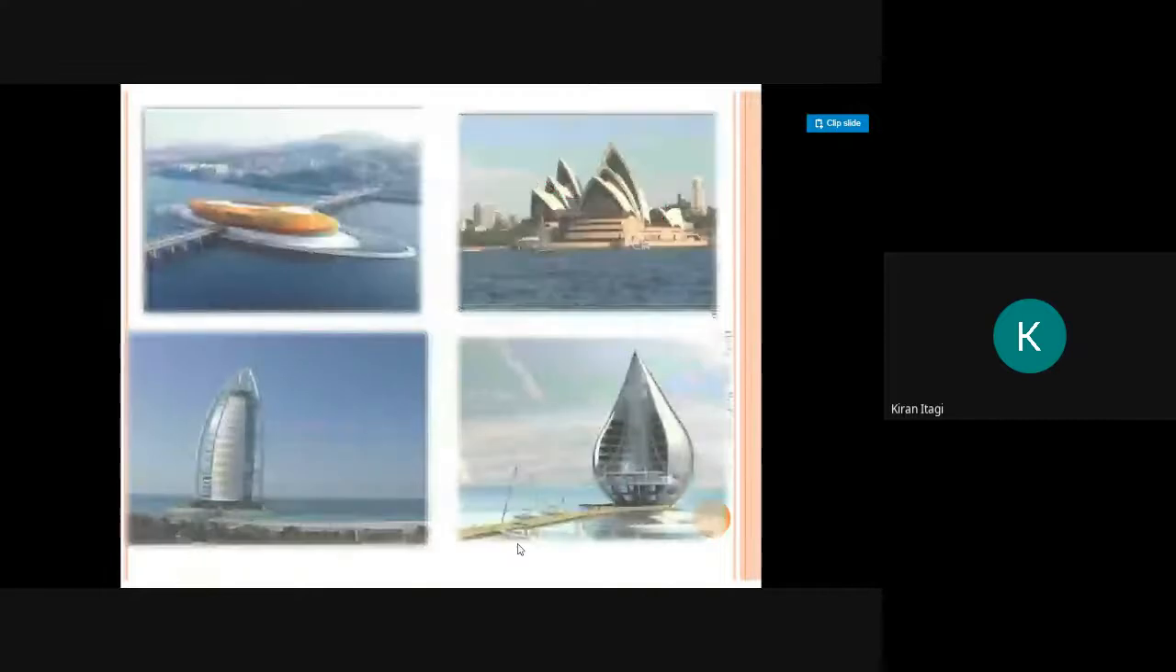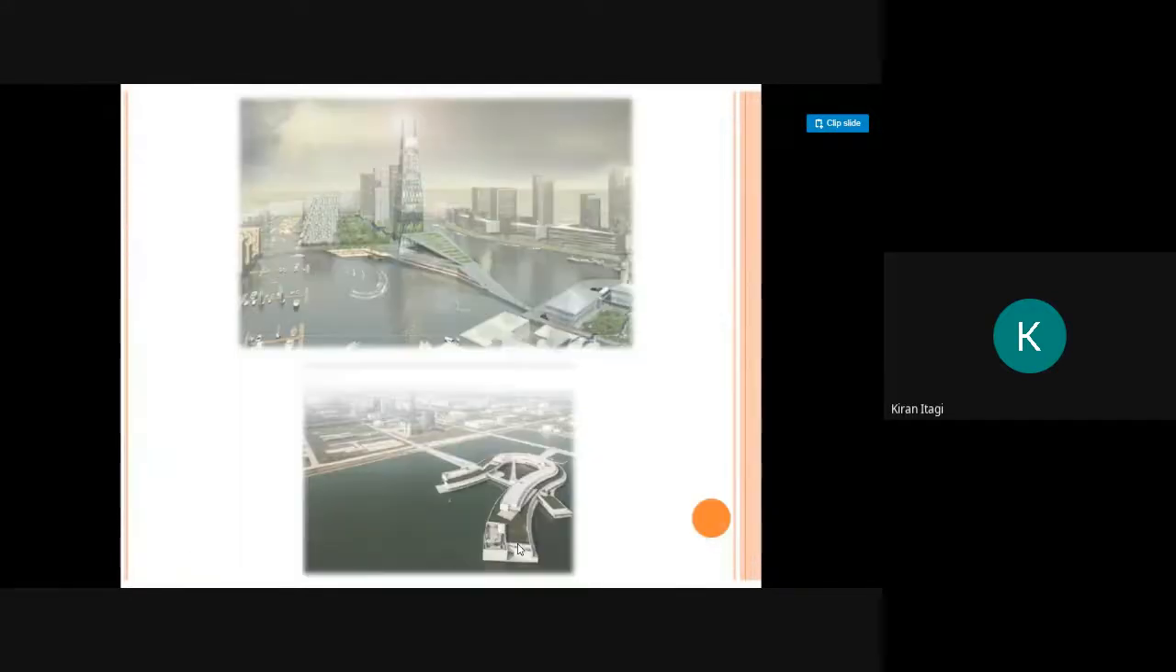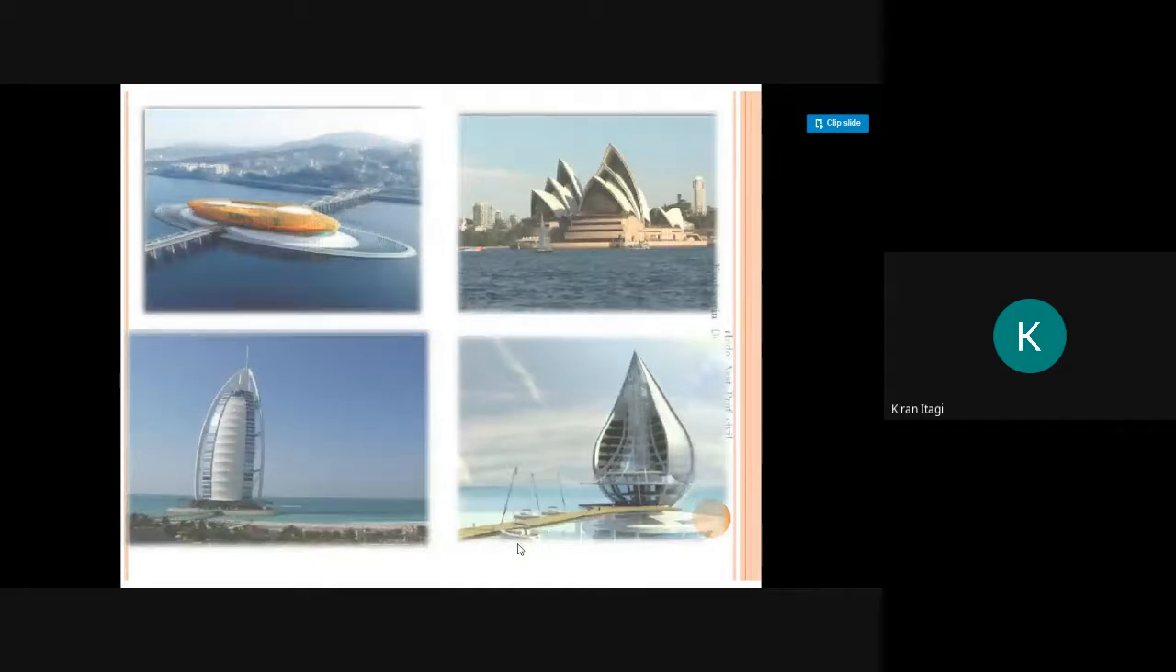Here you can see some structures that have been built in the waters. How do you determine the depth of the foundation on land? Here also it is most important to determine the depth of the water, to lay the foundations.